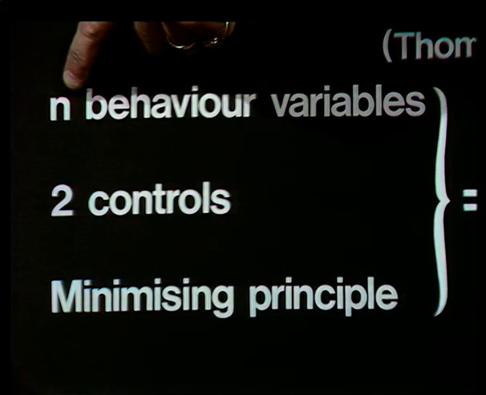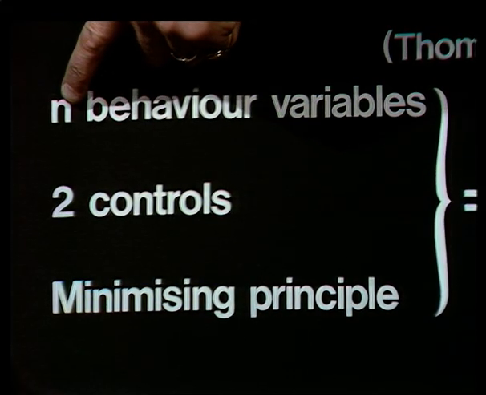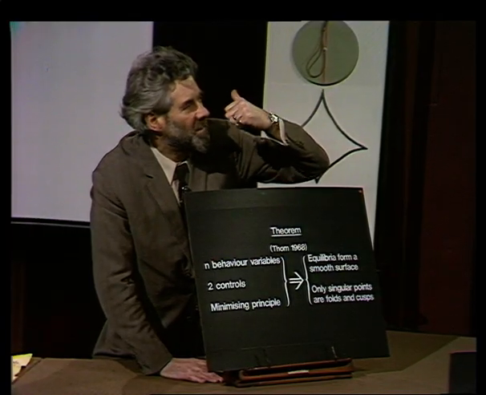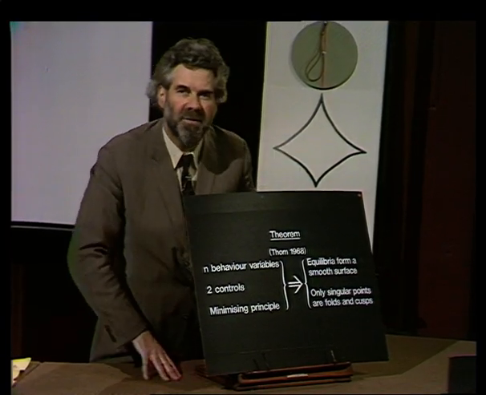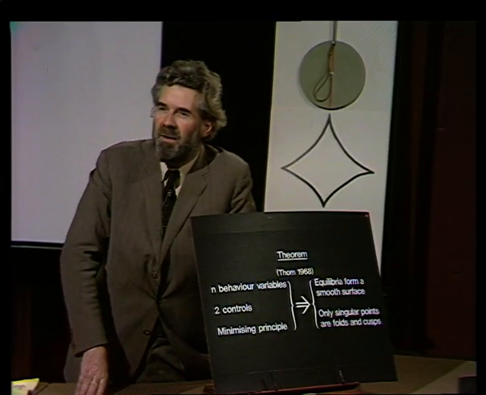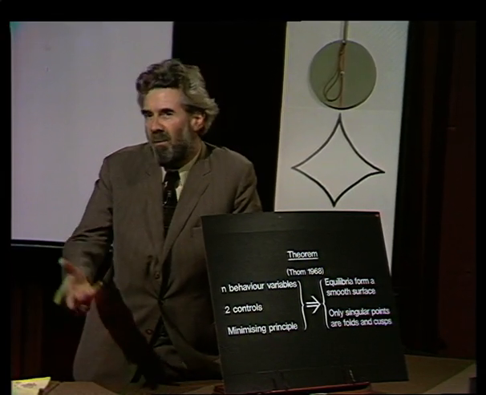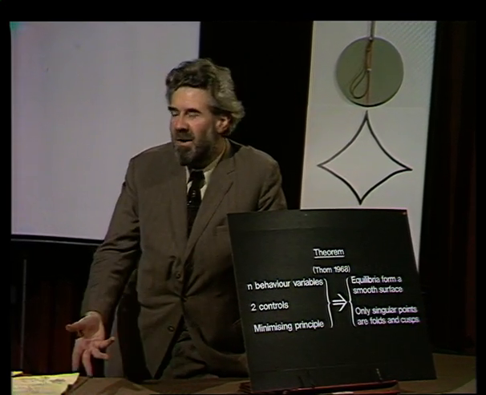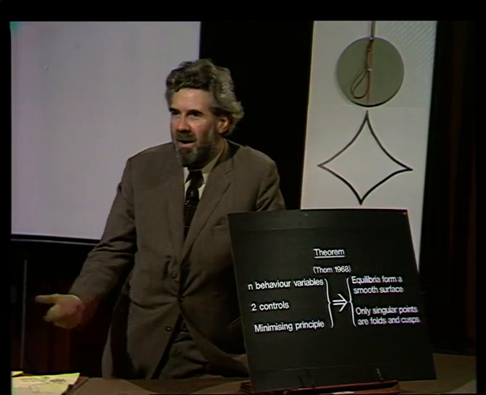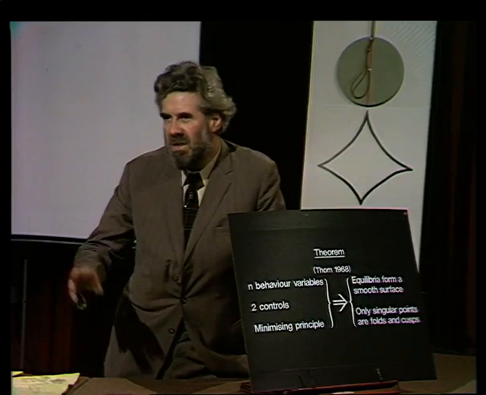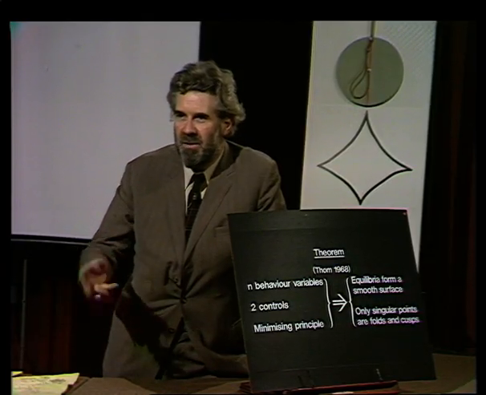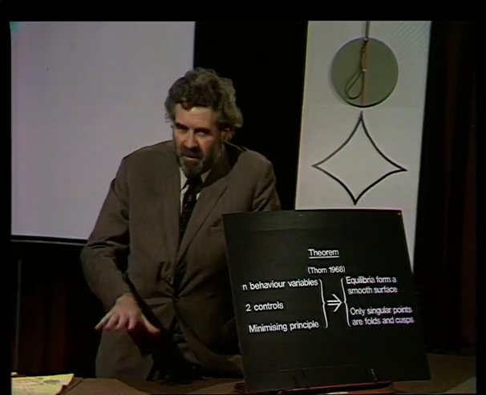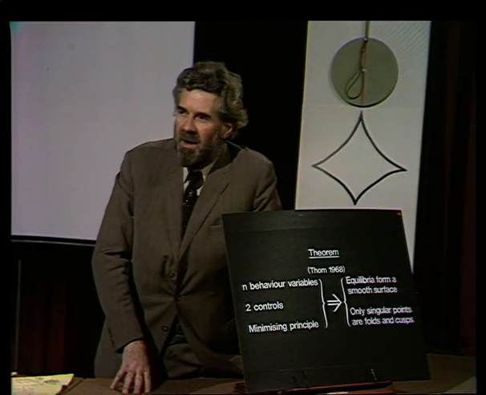We assume we've got n behavior variables. Now, in this machine here, we just had one behavior variable, just the angle, x. But if we wanted to make a model of the economy of the country, we might want to take 1,000 variables. I mean, the price of coal, the price of steel, the inflation rate, the unemployment, the deficit in international exchange, and so forth. To make a realistic model of the economy of the country, you might need 1,000 variables.